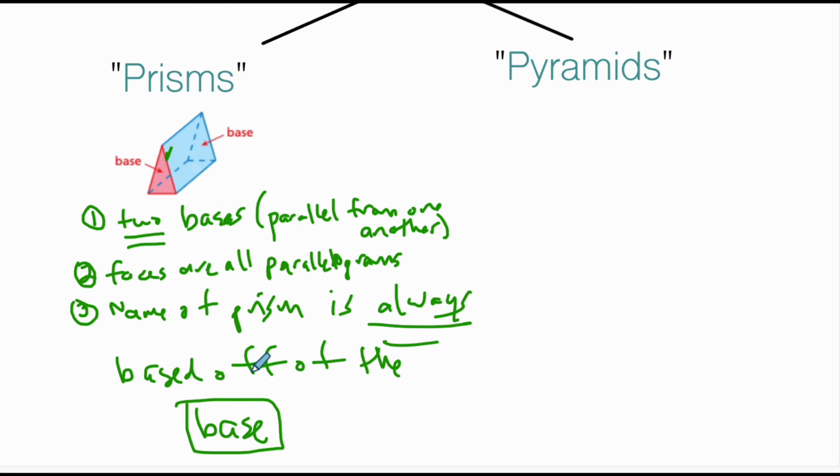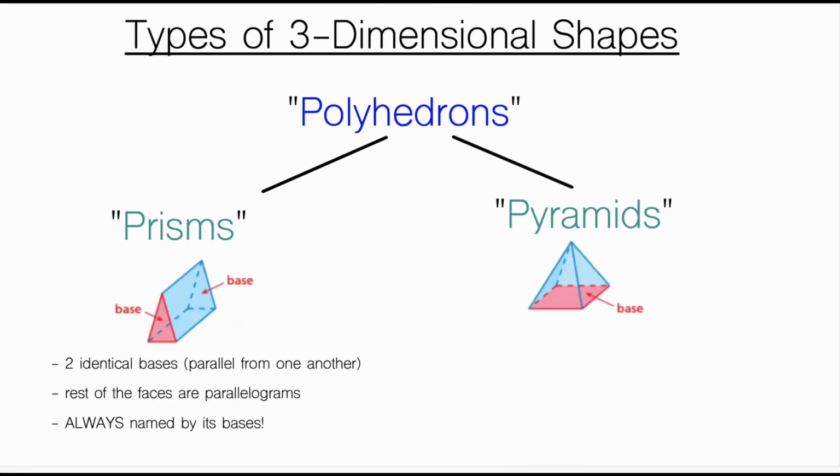So this prism right here has a base that's a triangle, so therefore this is a triangular prism. If the bases were trapezoids, it would be a trapezoidal prism. If they were hexagons, it would be a hexagonal prism. The name of the prism is always based off of the shape that is the base. So those are 3 ways to identify or important characteristics about prisms. And since my handwriting is super sloppy, here that is summarized for you in nice clean writing. If you're taking notes, you can pause and write that down.